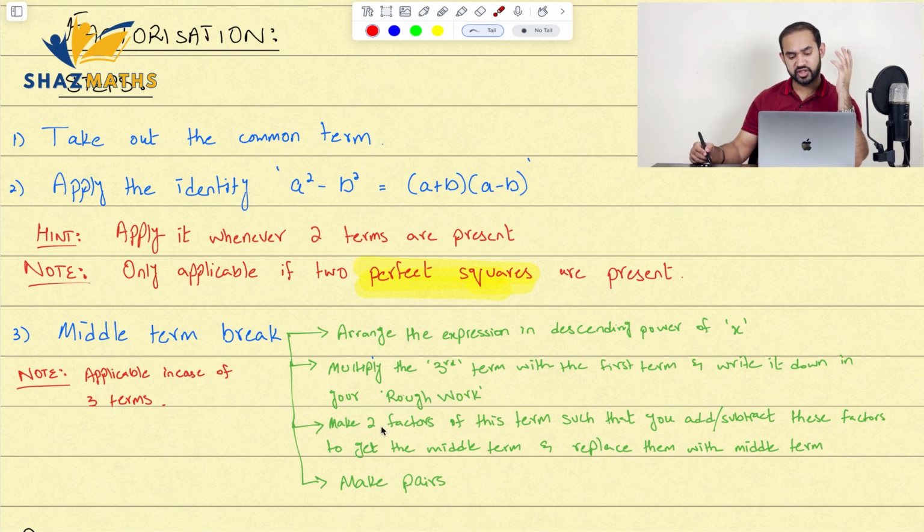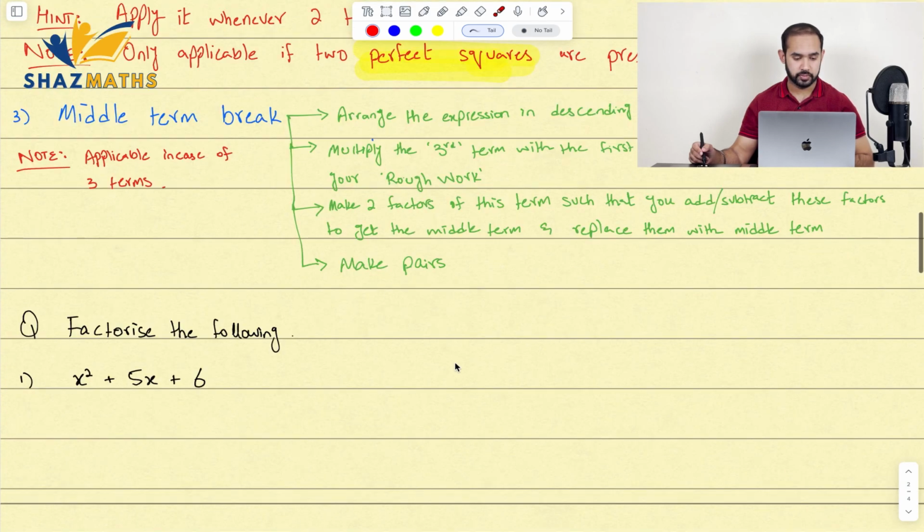The third step would be we'll make 2 factors of the term obtained such that we add or subtract these factors in order to get the middle term, and then we will replace them by the middle term as well. And the last step is we will make pairs and the factorization is done. Now let's have a look at how we would actually apply these steps in an exam question, just so that we do have an idea on how to solve the question. All right, now let's move on.